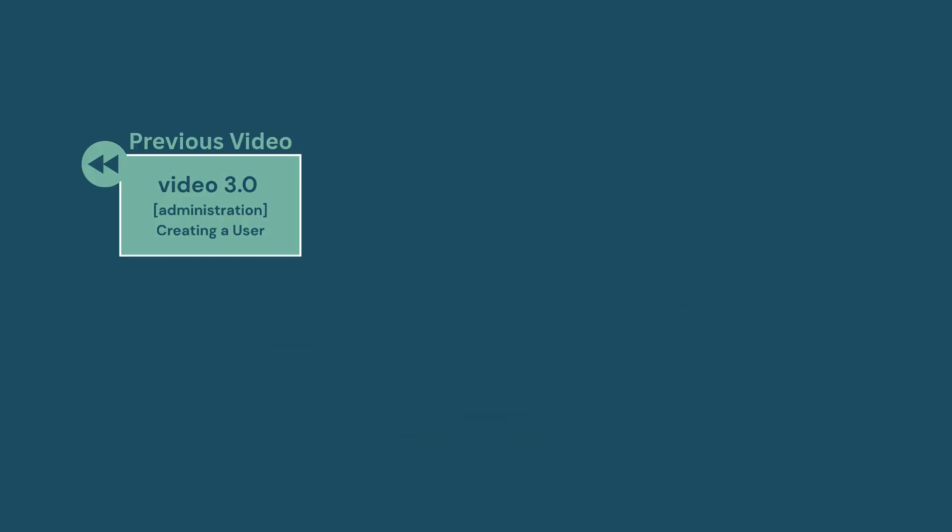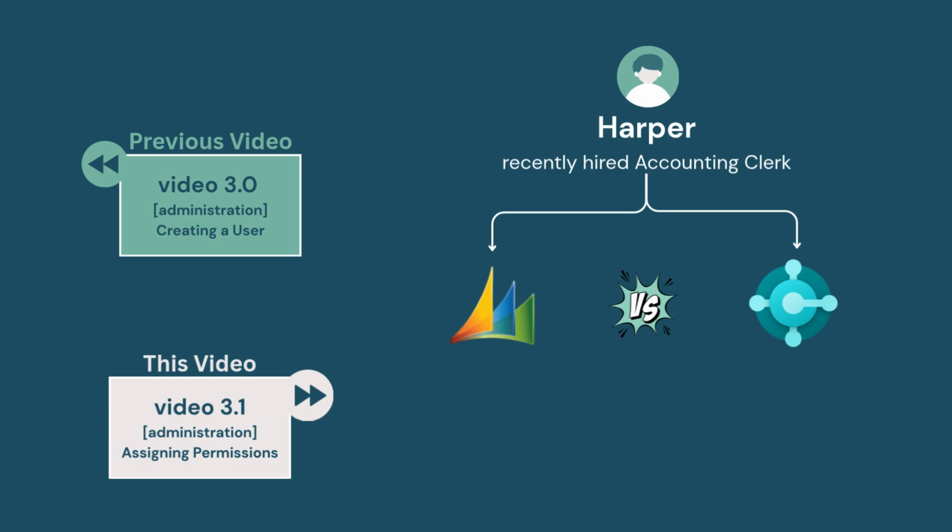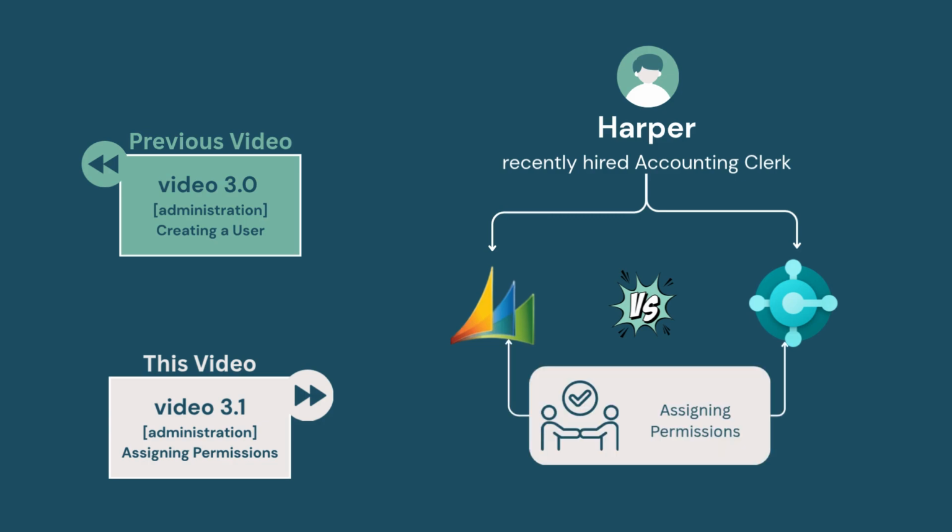In our last video, we looked at how creating a user differed in the two systems. In that video, we used the example of hiring Harper, a new accounting clerk that just joined the organization. Now, as an ERP administrator in video 3.0, we set Harper up in both GP and BC. And to carry on with that example, in this video, we will be assigning permissions to Harper in both systems to understand the key differences.